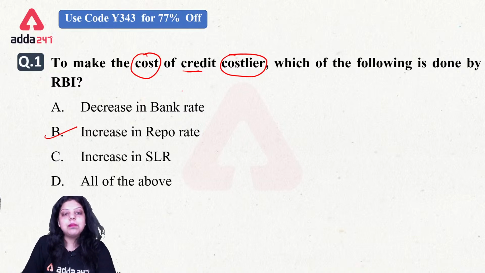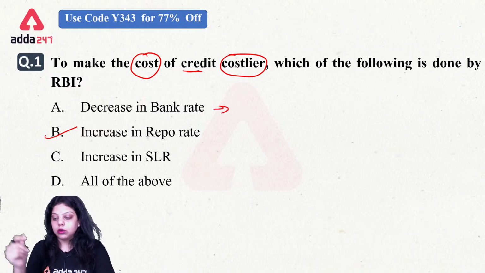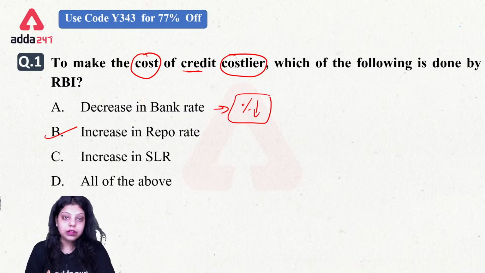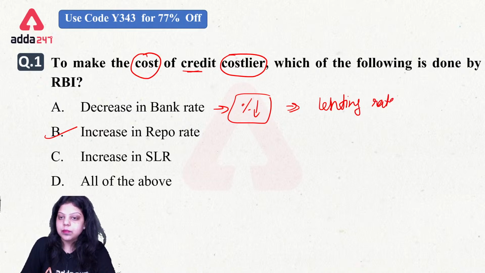If we talk about the first option, if we decrease the bank rate, it means banks will get the loan at a low rate of interest. When banks get the loan at a low rate of interest, banks will also decrease their lending rates. Now if we are decreasing our lending rates, the cost of credit will not become high.